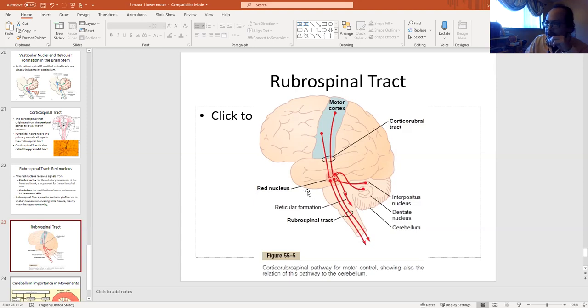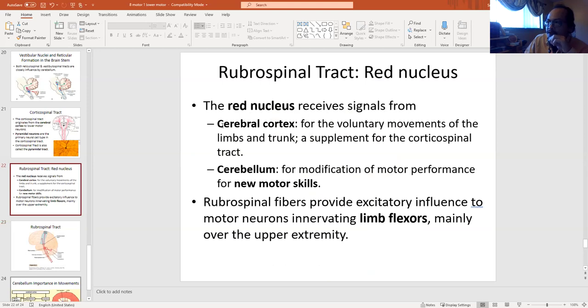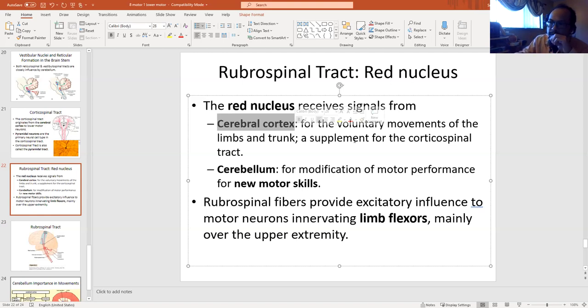In addition to that, the red nucleus has a function to receive signals from the cerebellum. So here is just another demonstration that the cerebellum heavily influences our lower motor neurons to complete a voluntary movement. So the red nucleus receives signals from the cerebral cortex. This is a supplement to the corticospinal tracts for voluntary movement. It also receives signals from the cerebellum, and this is especially important for the modification of motor performance.